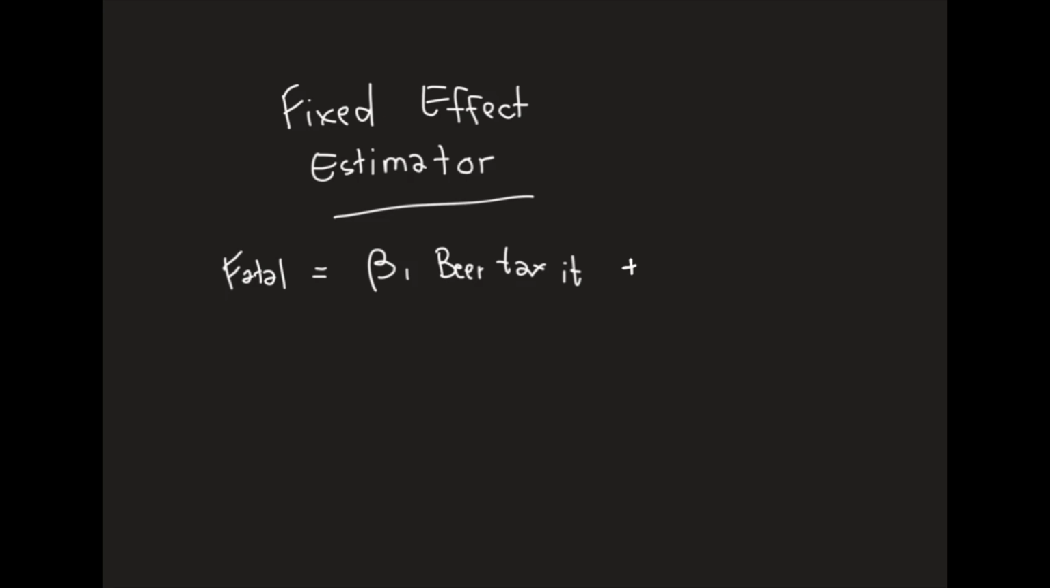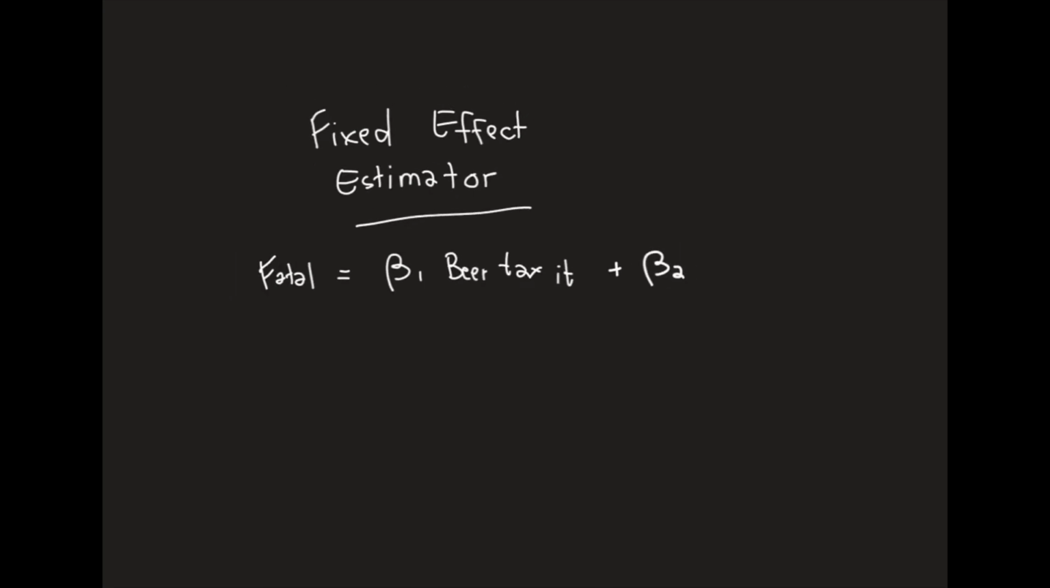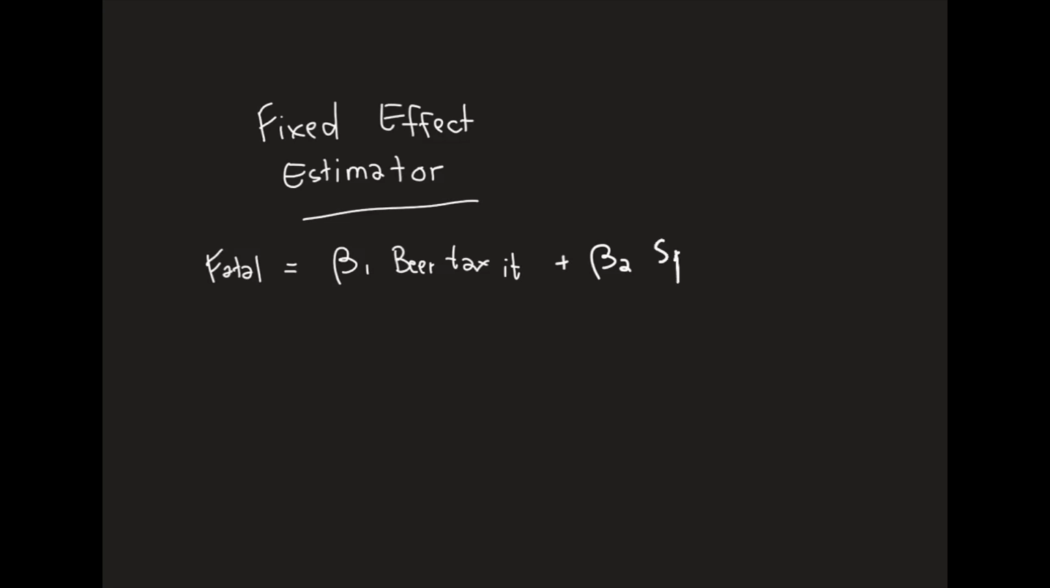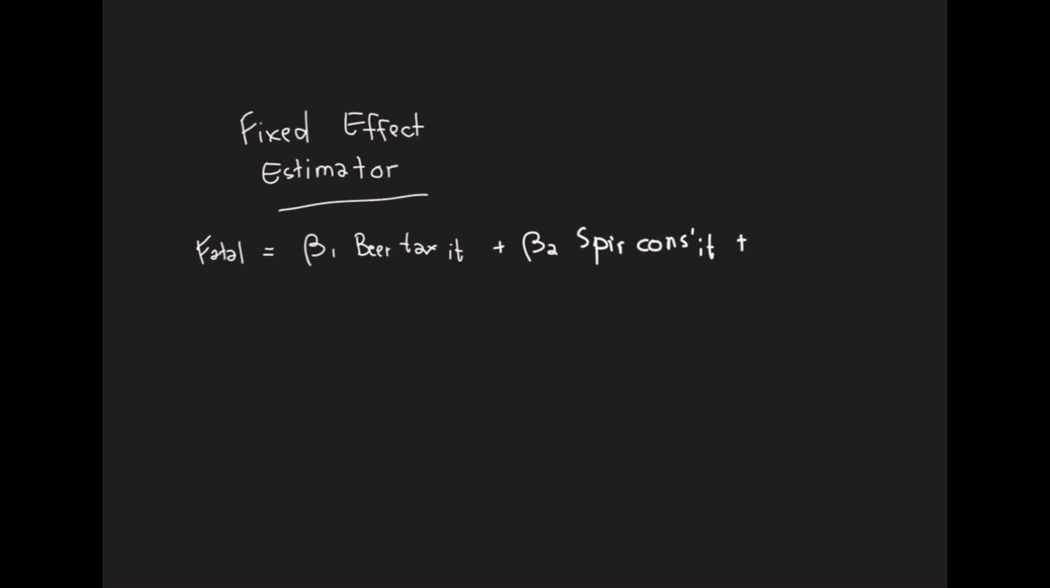And then let's say beta 2, we also want to count, for example, spirits consumption, which is also changing over time. And then plus here is what we call unobserved heterogeneity that we haven't counted, which is different from one city to the other but constant over time. And then also what we call the idiosyncratic error.